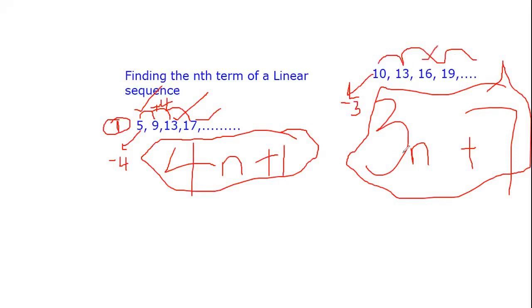So this is how you find the nth term of a linear sequence. Remember, linear sequence means the terms in the sequence are decreasing or increasing using a common difference, using the same amount. And so this will help you to be able to find the formula that works for the linear sequence.